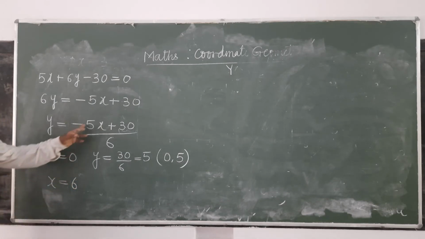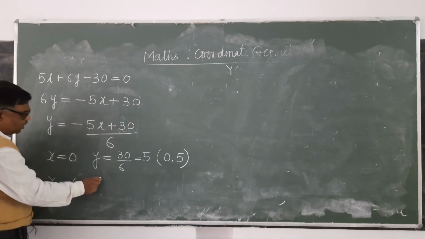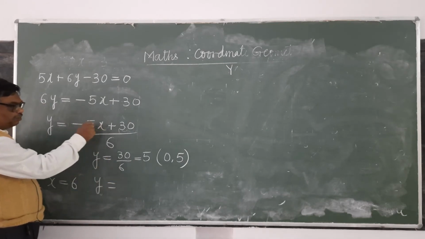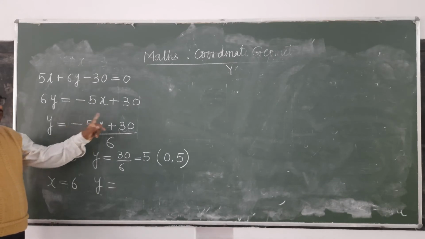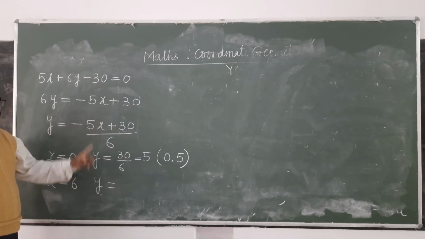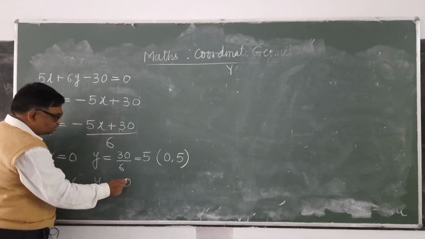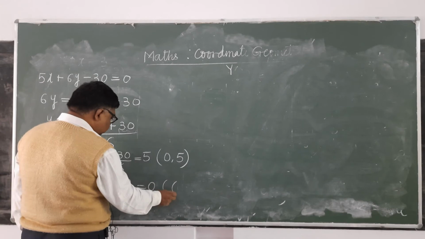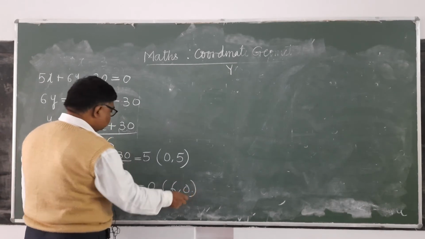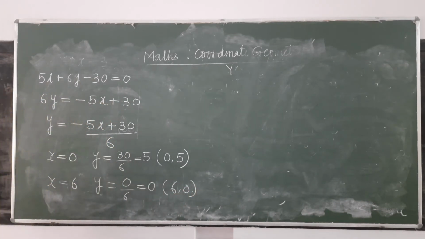Then you take x equals to 6. When you will take x equals to 6, what will be y? Y equals to 6 times 5, 30, so it will become minus 30. Minus 30 plus 30, 0. 0 upon 6 means 0. Means the point will be 6 comma 0.